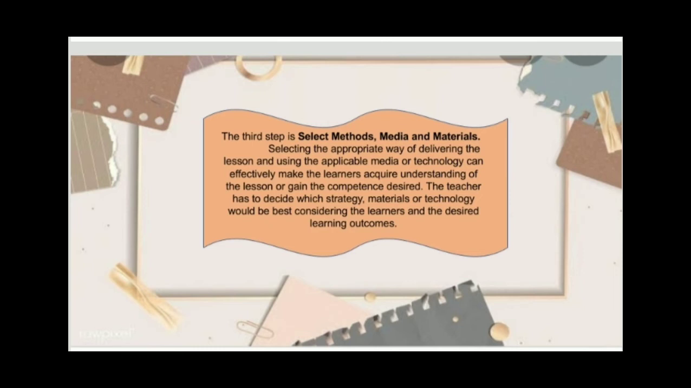The third step is selecting methods, media, and materials. Selecting the appropriate way of delivering the lesson and using the applicable media or technology can effectively make the learners acquire understanding of the lesson or gain the competence desired. The teacher has to decide which strategy, materials, or technology would be best considering the learners and the desired learning outcomes.